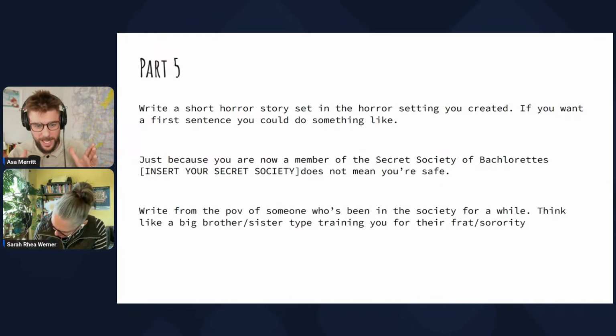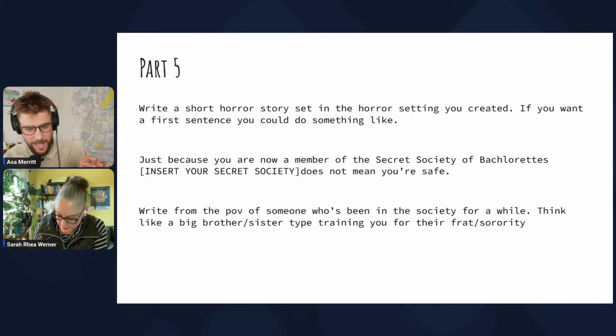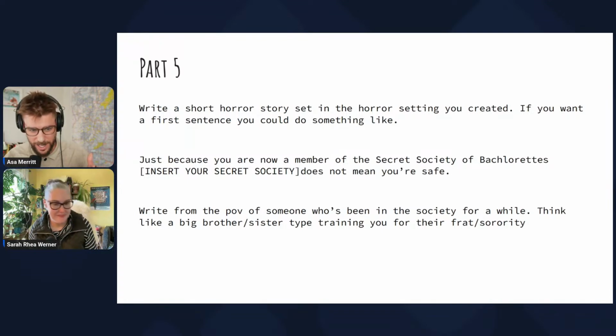If you want a first sentence to launch you into your story, I wrote this out. Just because you are now a member of the secret society of the Baroque does not mean you're safe. Takashi, I threw yours in there. And then what you're going to do using that as a first sentence is write from the point of view of someone who's been in the society for a while. So the person who says that, just because you are now a member of the secret society of bachelorettes or the Baroque or good combo partners does not mean you are safe.